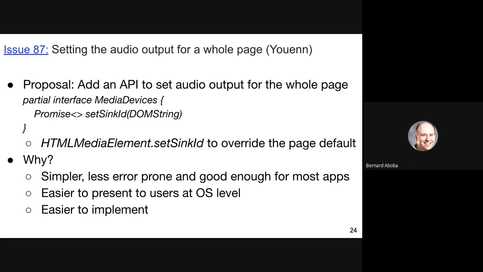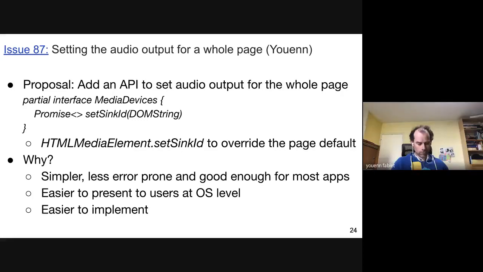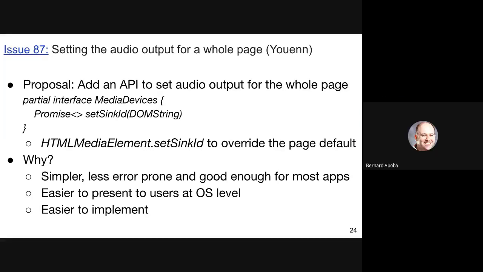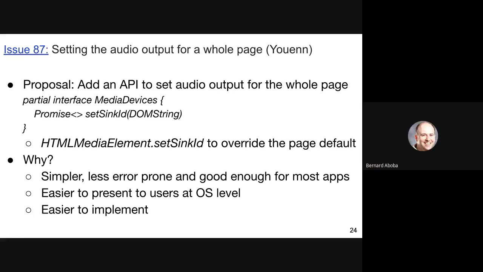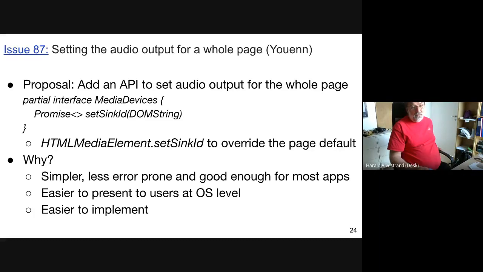Okay. So I like it, other than the name, obviously. We should do set audio output twice. So should we also think of that for HTML media elements setSync ID and rename it? I mean, if the semantics are going to be different, then that might be a good idea. If you're going to change it, we should change the name at the same time. But I would argue that setSync ID is much less ambiguous there because it's a media element. Of course, it does media.